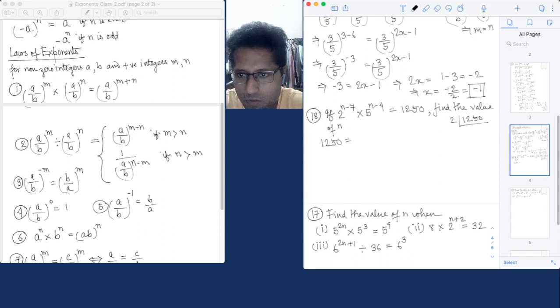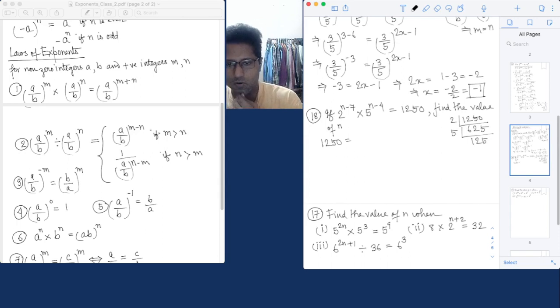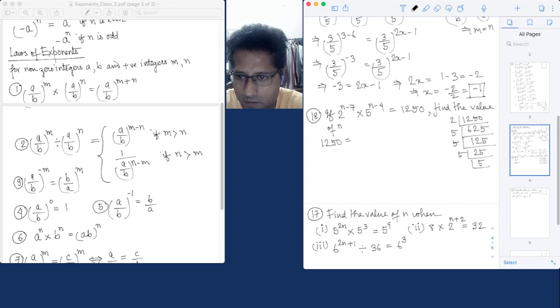So if I divide by 2, this is 625. Okay, now if I divide by 5, I have 125. I am prone to make mistakes. Please do let me know if I am making any silly mistakes in the calculation in the comment section. I will highly appreciate that. Then again I can divide by 5. This is 25. Then again 5. This is 5, 5, 5.